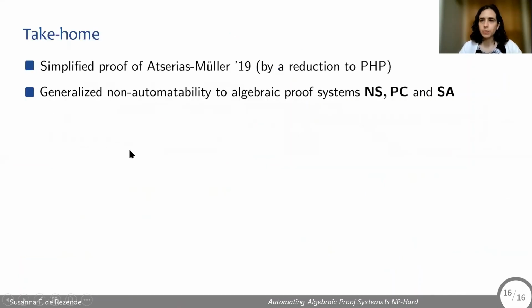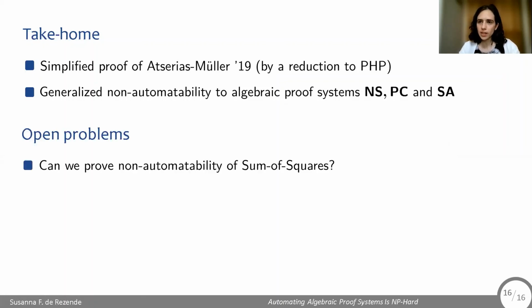Okay, so now take home message. In this work, we simplified the proof of Atserias-Müller by using this reduction to pigeonhole principle. With this, we were able to generalize the non-automatability results of Atserias-Müller to these algebraic proof systems, Nullstellensatz, polynomial calculus, and Sherali-Adams. And there are many open problems.